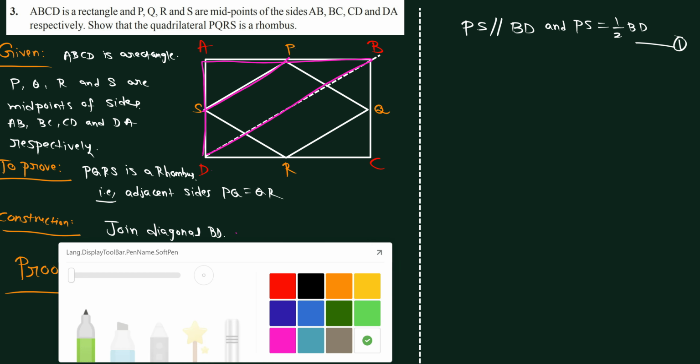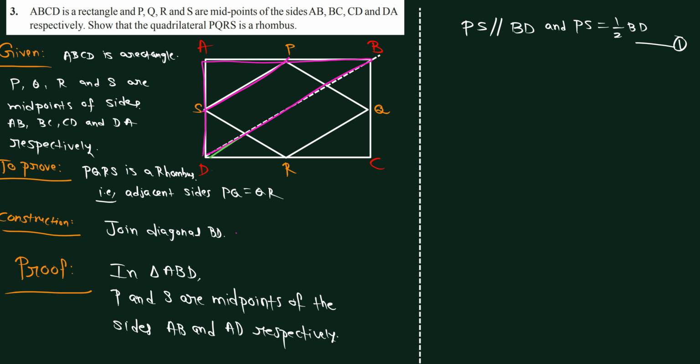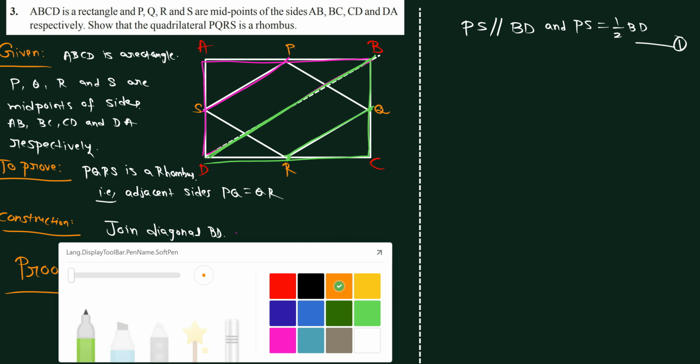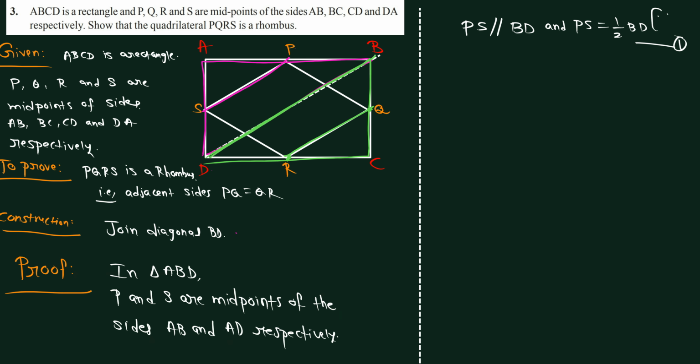Now take the next triangle, which is triangle BCD. In triangle BCD, Q and R are the midpoints. The line joining the midpoints of these two sides of the triangle, QR, is parallel to the third side, that is BD. You write here, from the midpoint theorem, MPT.